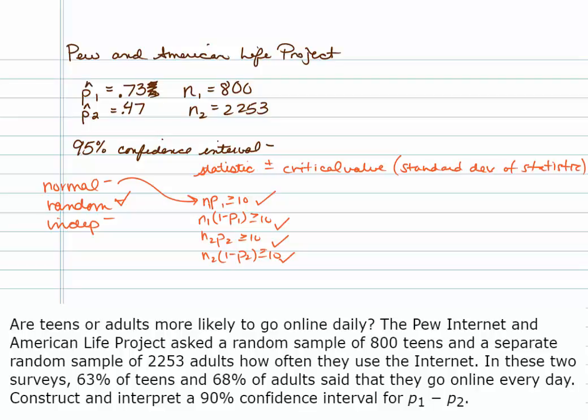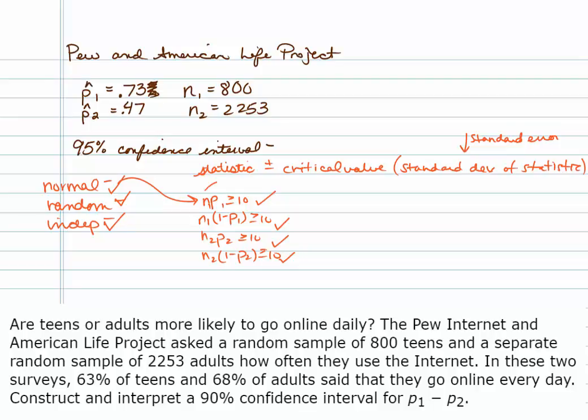So this is where you've researched 800 U.S. teens and 2,253 U.S. adults. More than 10 times big? Yes, so we're looking for 10% or less to be in our sample. So 800 is 10% or less, okay. So now once we figured out all those conditions, then we can do the statistic, critical value, and standard deviation and things like that, which sometimes they're calling the standard error, to remind you of that.